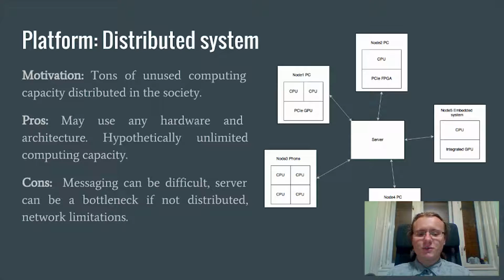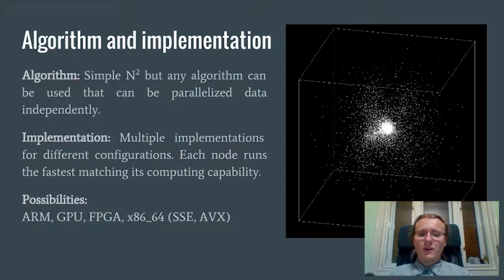For easy messaging between the nodes and the server, we used OpenMPI, an open message passing solution specially for high-performance systems. We've read about many algorithms, but in the end we chose the simple n-square algorithm as it is straightforward and easy to implement, so we could focus on distributed computing. However, any algorithm can be used which can be parallelized data independently.